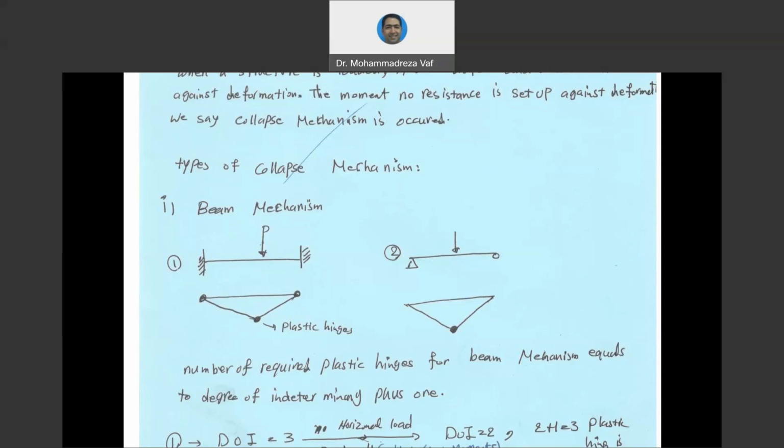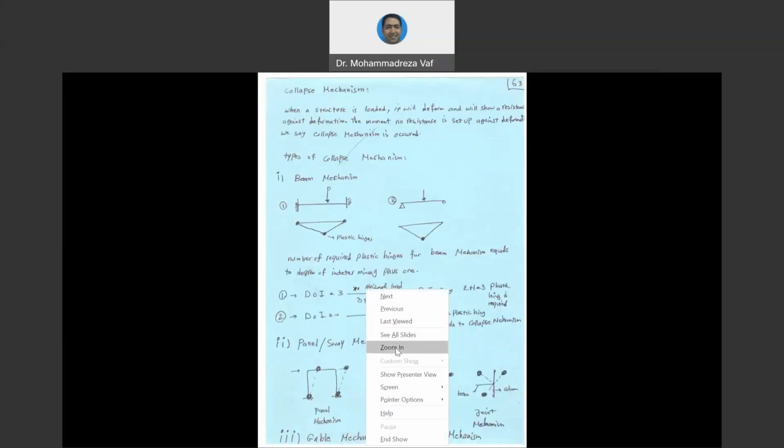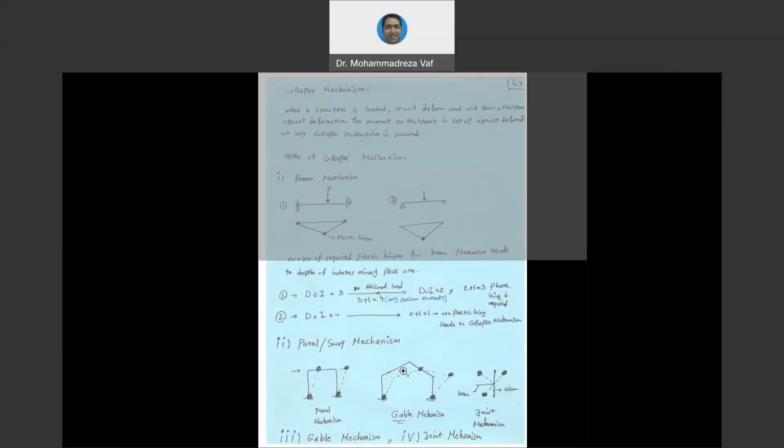However, if you have pin support, by having only one plastic hinge, your structure is going to collapse because the other two ends of your beam already cannot tolerate any bending moment and are hinged. Therefore, one plastic hinge can make your beam reach collapse condition. Okay, so this is what we call a beam mechanism. Similarly, if this one is vertical and becomes a column, the same issue, meaning you need to have 3 hinges to make a column collapse.